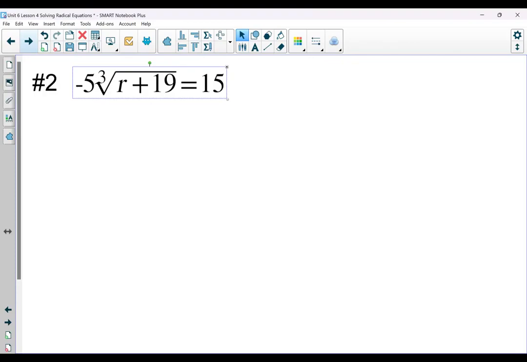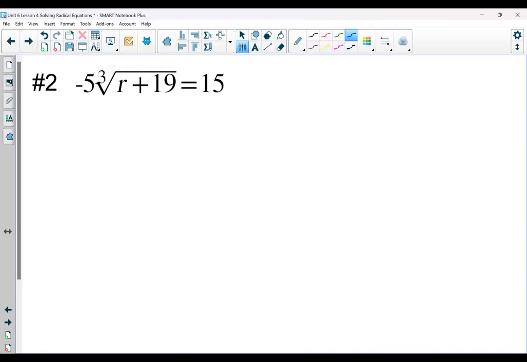So when starting to solve this one, I noticed that it is a cube root, which is an odd index that takes away some of my restrictions on my solutions because we are allowed to have negative numbers under odd indexed radicals. So that's not something I need to be cautious about when I'm checking.